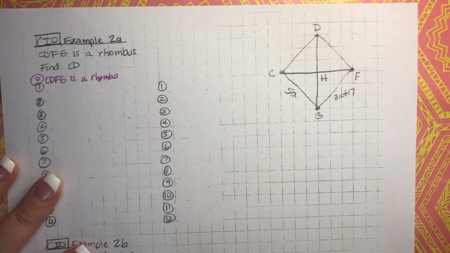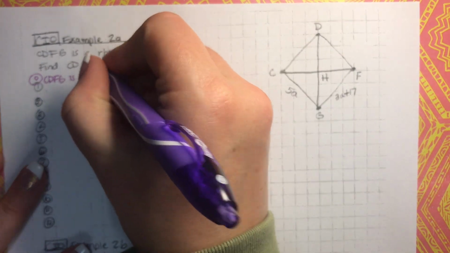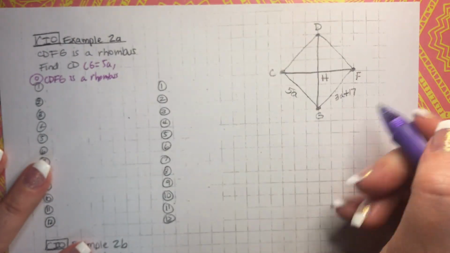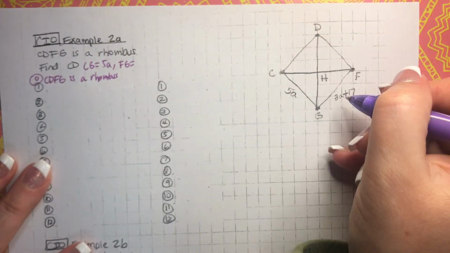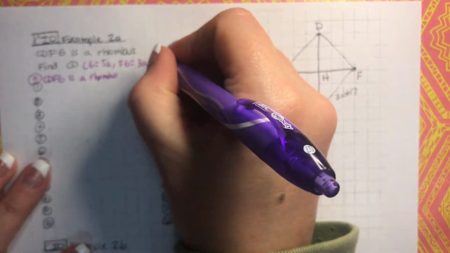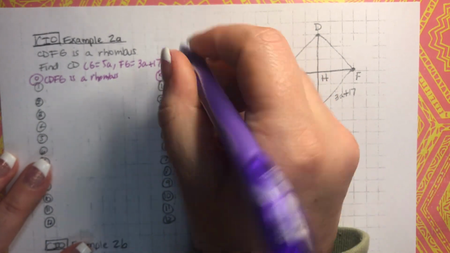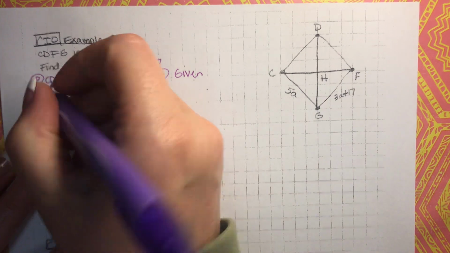And you know what? I'm actually going to put this stuff too. So CG is equal to 5A, and FG is equal to 3A plus 17. And all of that is given information. Given. Okay, now I'm just going to state that these two are the same.